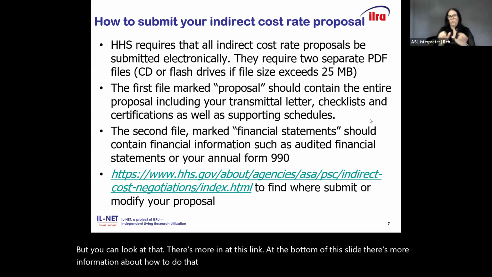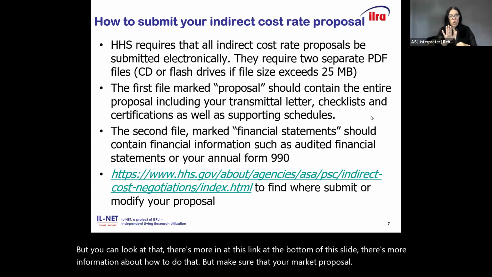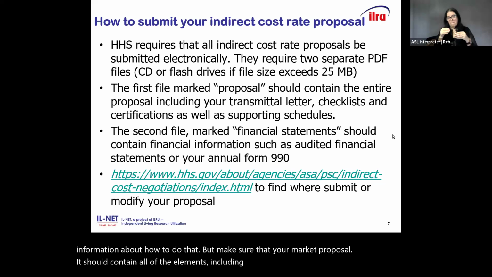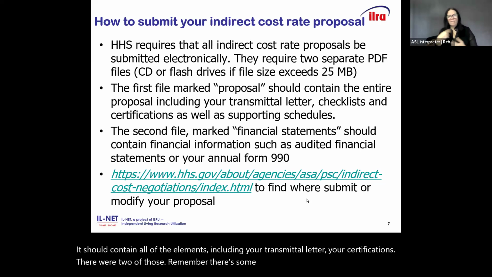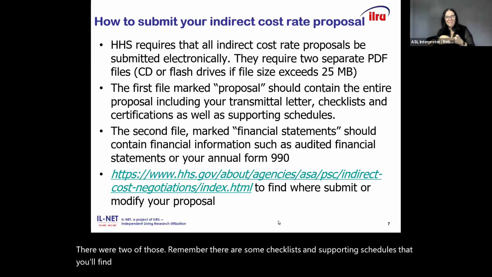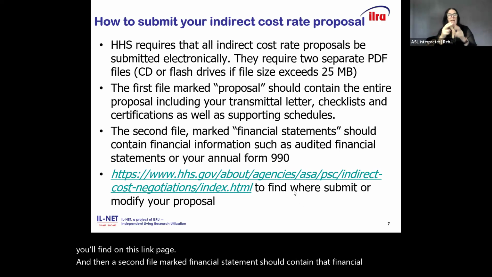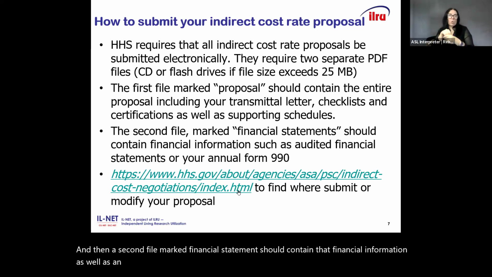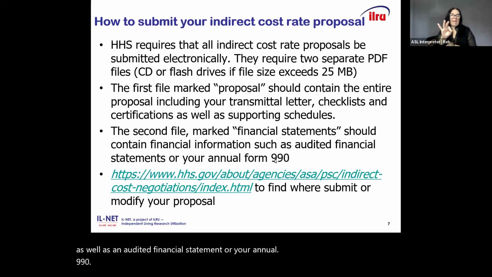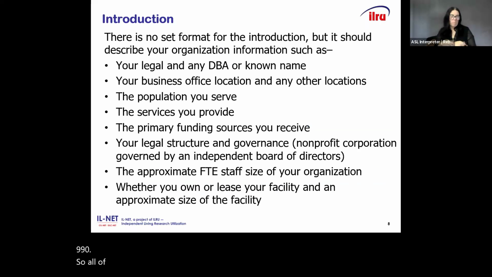But make sure that your market proposal contains all of the elements, including your transmittal letter and your certifications. There were 2 of those, remember. There are some checklists and supporting schedules that you'll find on this link page. And then a second file marked financial statements should contain that financial information, as well as an audited financial statement or your annual 990. So all of those records need to be included.